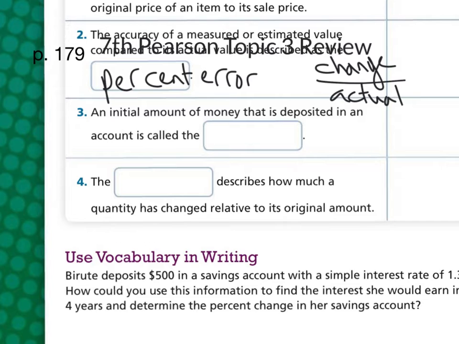Number 3, an initial amount of money that is deposited in an account is called the, so that would be the principal. Remember, principal could be money that's deposited or invested. It could also be an amount that's borrowed. And then number 4, the blank describes how much a quantity has changed relative to its original amount. And that would be the percent change.